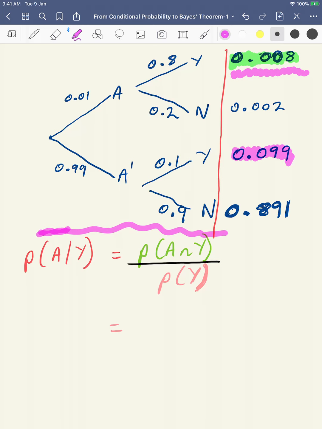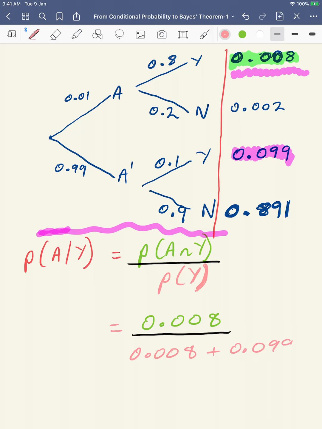Okay, so let's just put those numbers in the right place. On the top it's 0.008, and then that is divided by P of Y, and P of Y is the 0.008 plus the 0.099, and then you literally just crunch that in your calculator, don't you? Okay, but now if we think about it and start to put the Bayes' theorem formula together, we can.